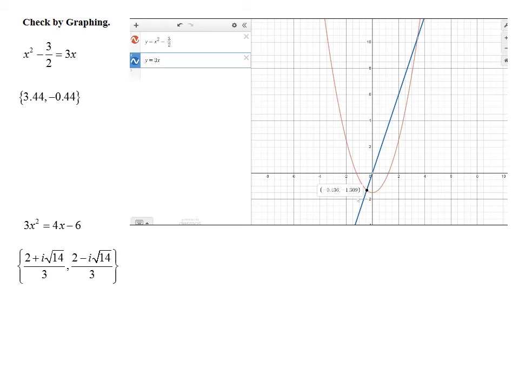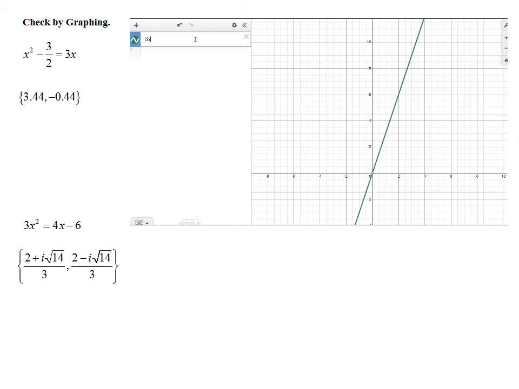So I have one intersection at negative 0.44 if I round for the x value, and the other intersection at 3.436 for an x value. Notice again, if we round that, 3.44 and negative 0.44. Those are exactly the same thing we got when we solved the equation and rounded off our answers. Now let's graph the other equation where we got the imaginary solutions.